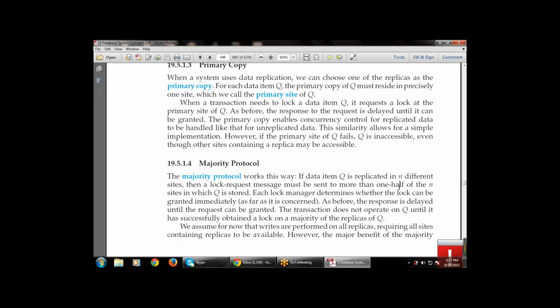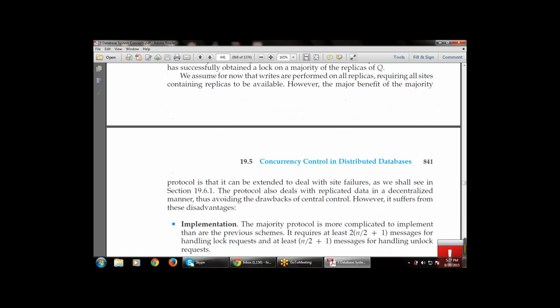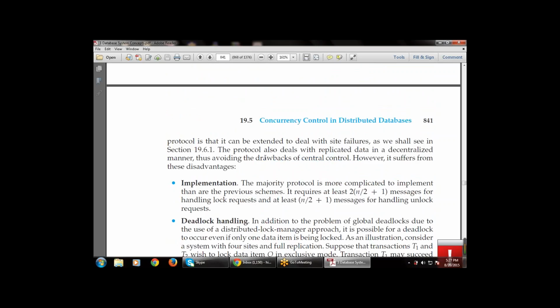We assume for now that writes are performed on all the replicas, requiring all sites that have the database items to be available. The protocol also deals with replicated data in a decentralized manner, thus avoiding the drawbacks of central control. However, it suffers from these disadvantages.